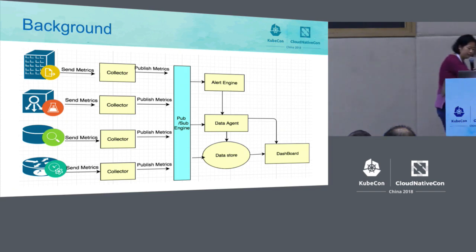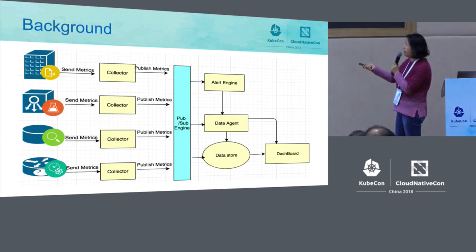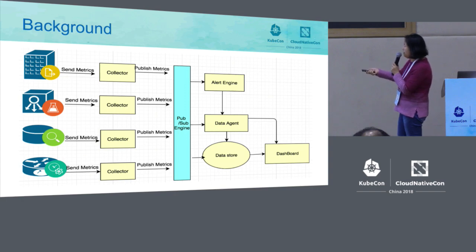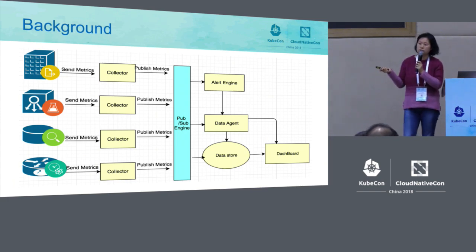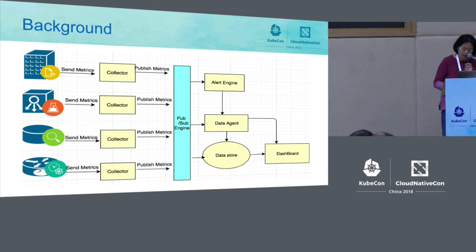It has lots of agents, and for each agent, it can send metrics to the collector. The collector can publish metrics and store all the metrics in the data store, and the dashboard can retrieve data from the data store. Now this is a perfect operation and very stable.